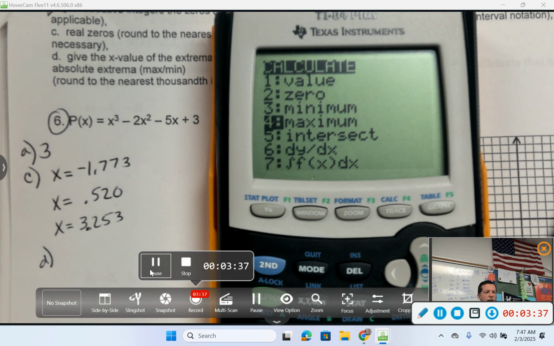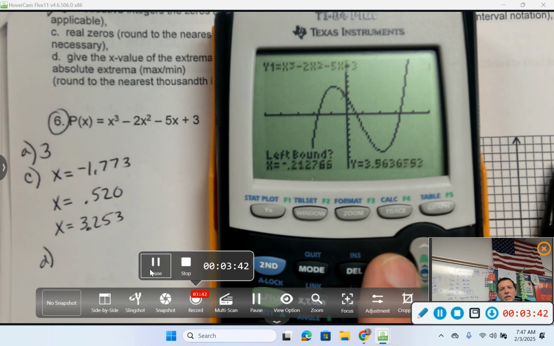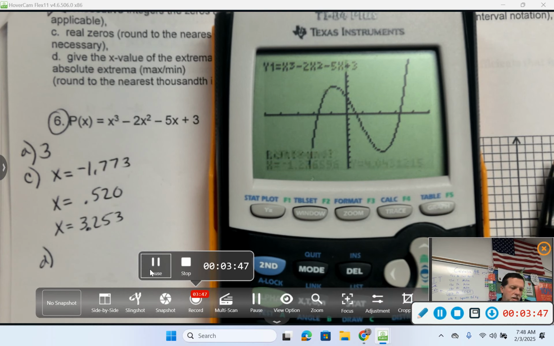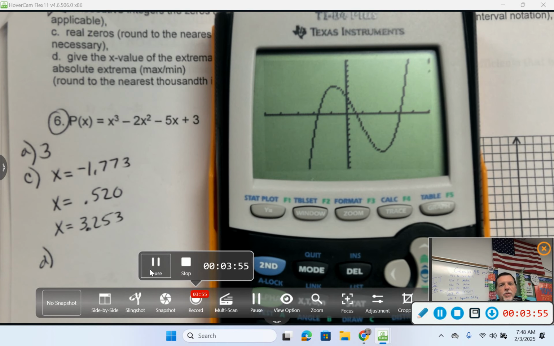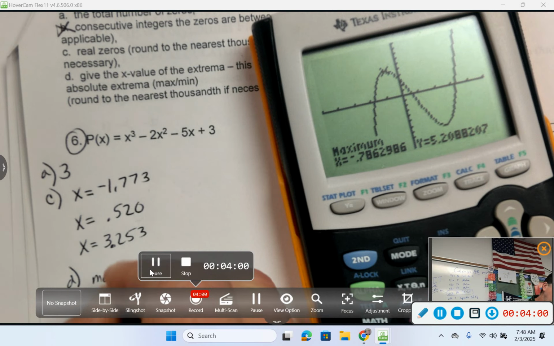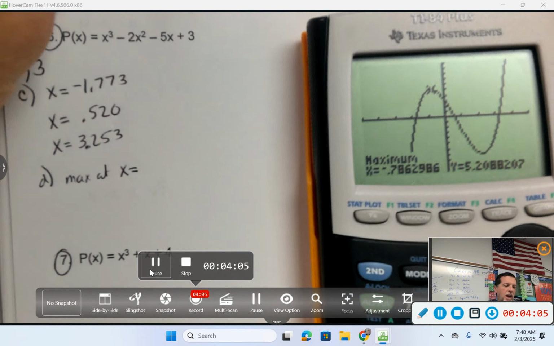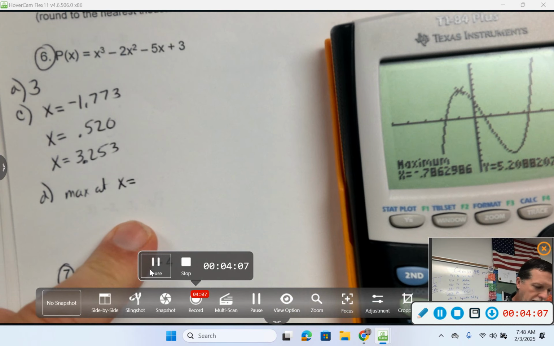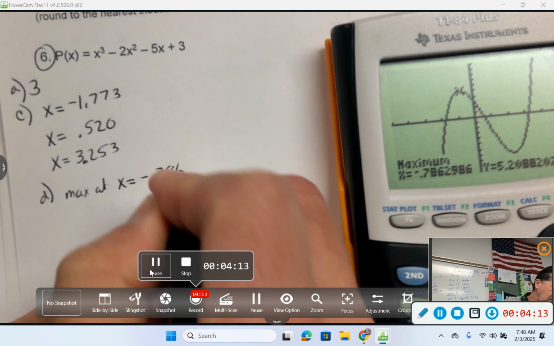So second calc max. And it's the same steps as finding a 0. You don't have to know them, it walks you through them. Left bound means get to the left of the max. Enter. Get to the right of the max. Enter. And then you can just hit enter again, or you can try to get it up close to the max. So there's a max at... And I want to label it because I know there's going to be a min in a moment, so I don't just want to put the x value. The max at x equals -0.786.